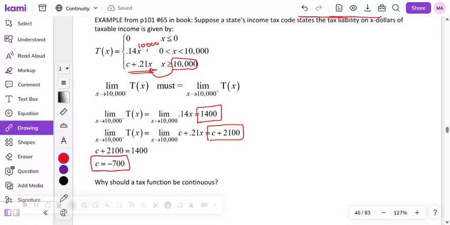Now, why should paying taxes be continuous? Well, if you think about it, if you made less than $10,000 and you paid a certain amount in taxes, that shouldn't jump up drastically just because you made maybe 1 cent more and you made $10,000. It should be continuous. It shouldn't be that, oh, I made 1 penny more and now I have to pay a bunch more taxes. No, no, no. We want that to be continuous.